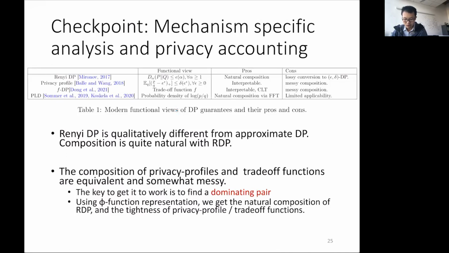So when we have a dominating pair, then we can use the phi function to get the benefit of the natural composition that just behaves like Renyi differential privacy. At the same time, this allows us to completely describe the corresponding privacy loss random variables, so that the epsilon-delta queries that we get in the end will be tight. They will be as tight as the privacy profile of the composition itself.